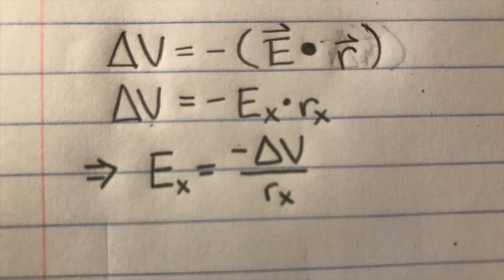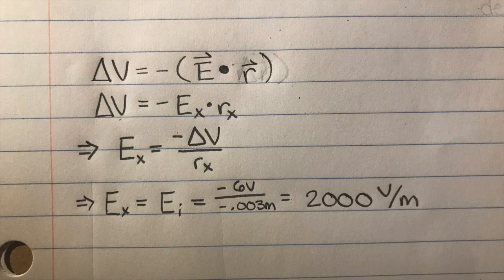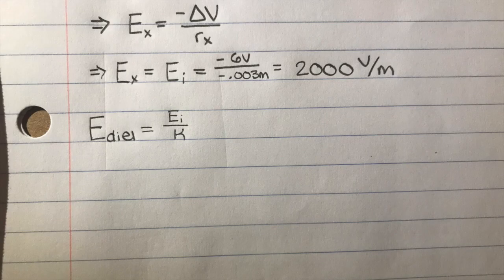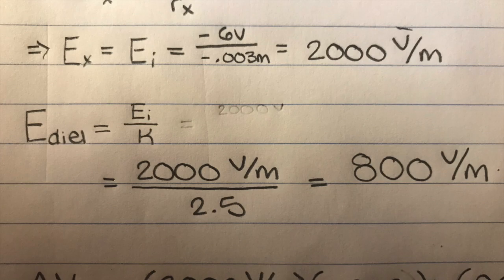Plugging in our values, the x term of the electric field, which is our E initial value, is 2000 volts per meter. Now, all we need to do to know how the electric field has changed is to find the electric field in the insulator, which is equivalent to the initial E field divided by the dielectric constant. Plugging in our values, we should get 800 volts per meter.